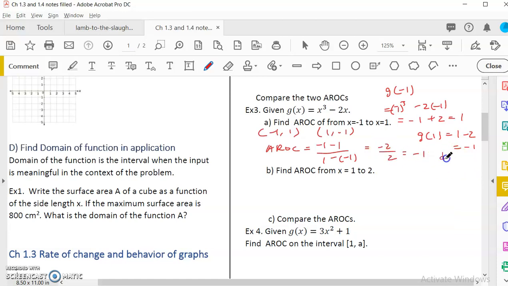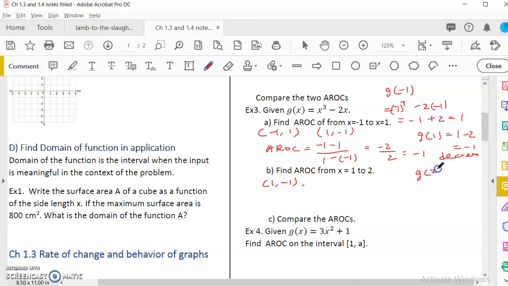It's decreasing, right? So y was 1 and then it decreased. But what about from 1 to 2? So from 1, we have g of 1, calculated already, is -1. And then what about 2?